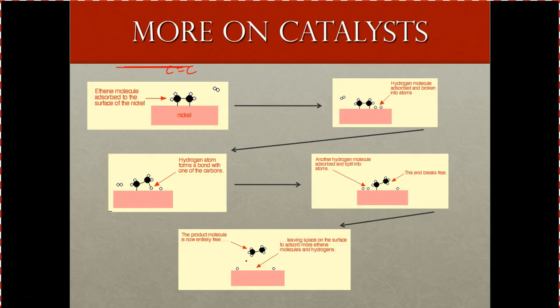If we want it to occur faster, we give it an alternate pathway, and this is what this is doing. Basically, when the carbons stick to the nickel, weakening that double bond between the carbons, causing it to be prepared for single bonds. Hydrogen comes along, splits up, adds itself in, then this breaks free. Once this one's done, it breaks free, leaving behind two hydrogen atoms and a space for another ethene to come along.